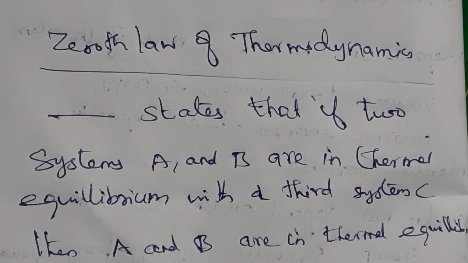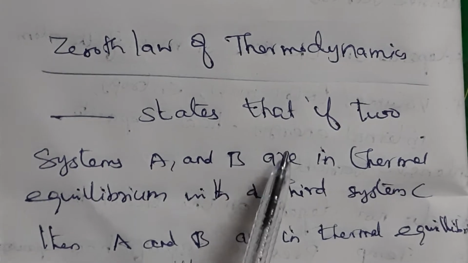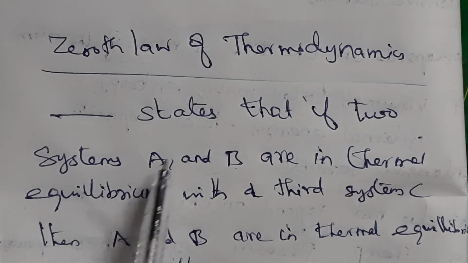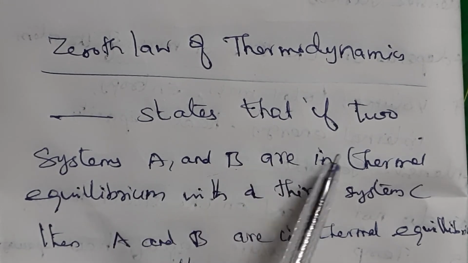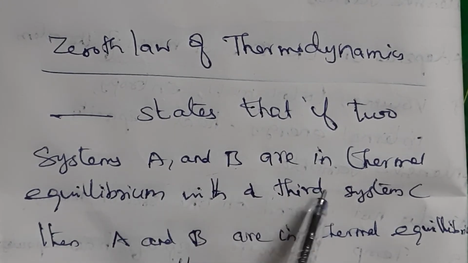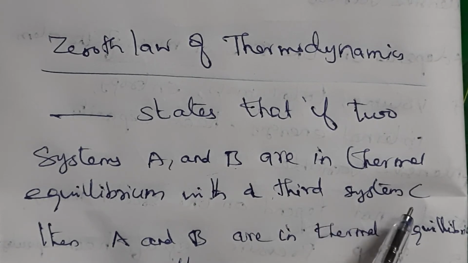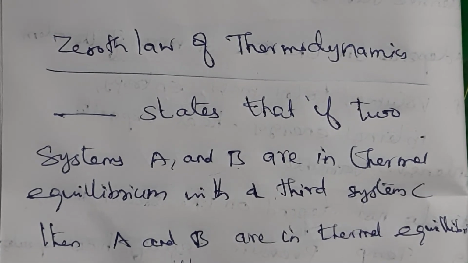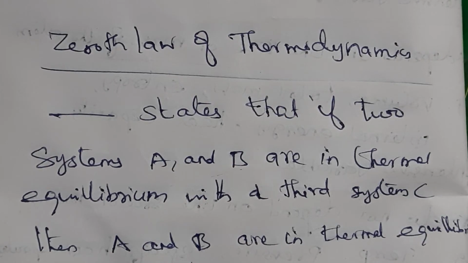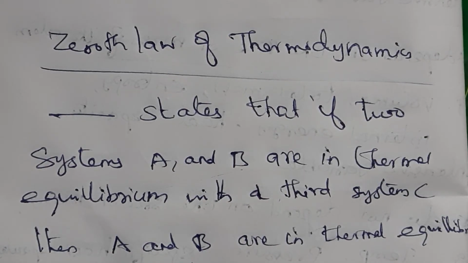Let's move on to the next topic: Zeroth Law of Thermodynamics. The Zeroth Law of Thermodynamics states that if two systems A and B are in thermal equilibrium with a third system C, then A and B are in thermal equilibrium with each other.